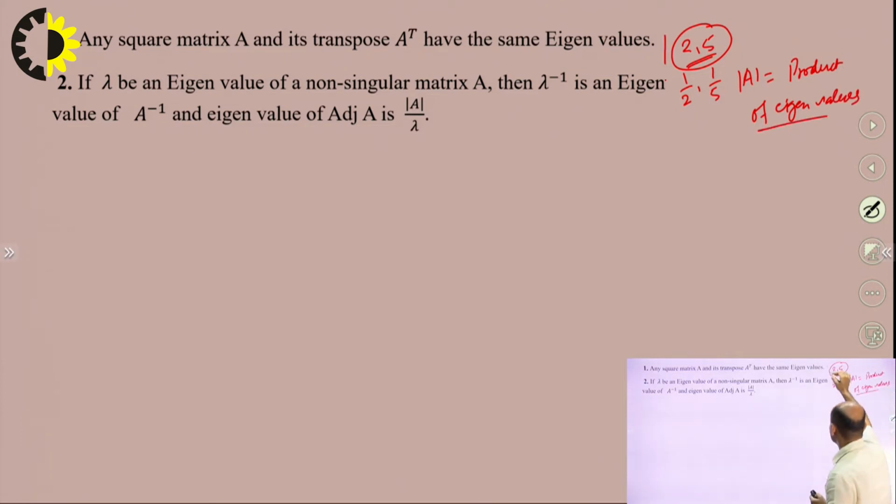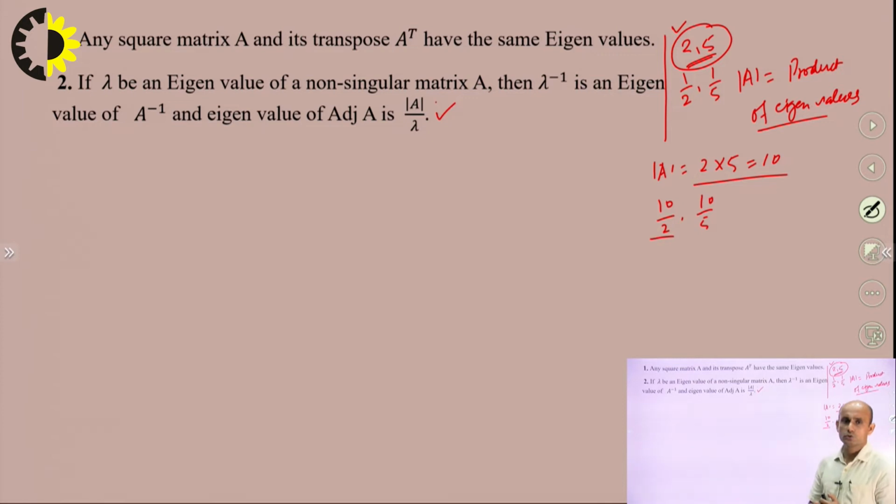So in this example, suppose the eigenvalues are 2 and 5, then the determinant of A will be 2 into 5, that is 10. And suppose we have to find the eigenvalues of adjoint A, then according to this, the eigenvalues of adjoint A are determinant of A upon lambda. So corresponding to lambda equals 2, the eigenvalue will be 10 upon 2, because the determinant of A is 10 here. So the first one is 10 upon 2 and the second one is 10 upon 5, corresponding to lambda equals 5. So values are 5 and 2 here.